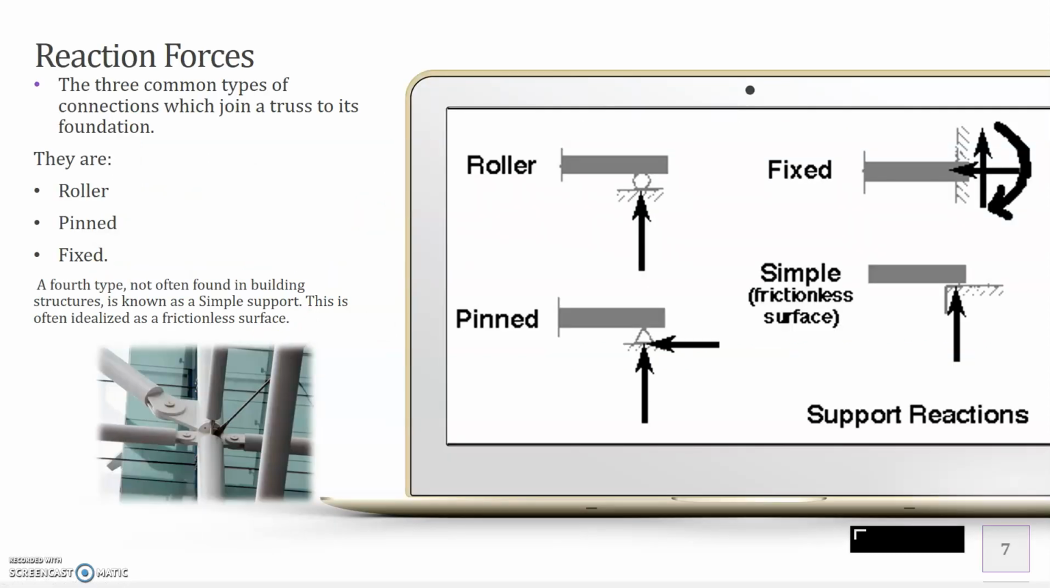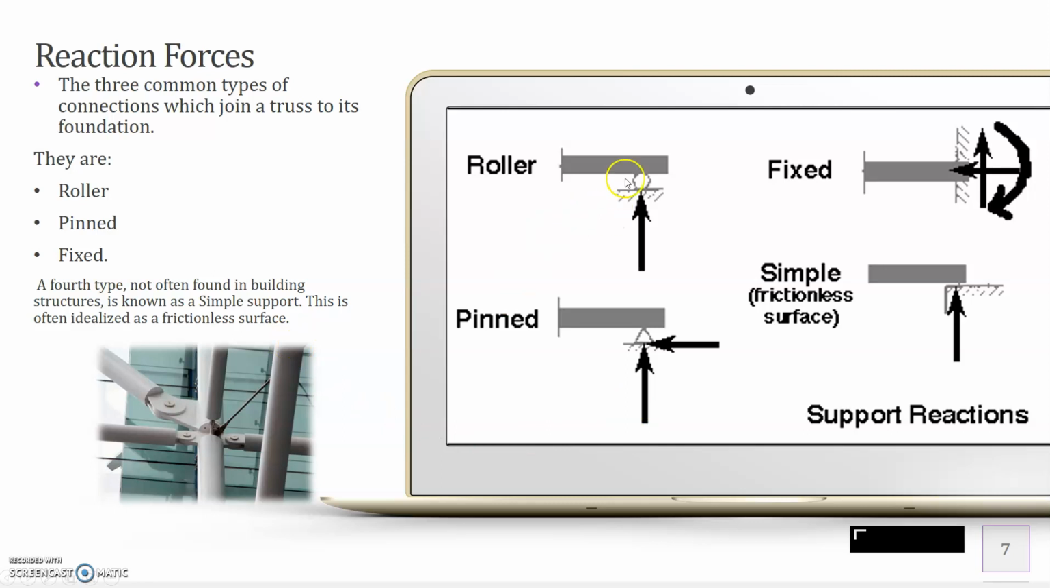Now we've got to talk about reactionary forces. There are three common types of connections which join trusses to the actual foundation, to the earth itself. There are rollers, there are pins, and then there are fixed. There is a fourth type, not often found in buildings and structures, called the simple support. This is often idealized with frictionless surfaces.